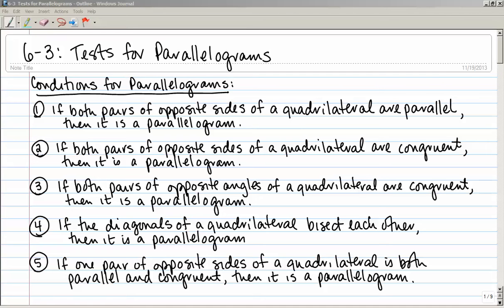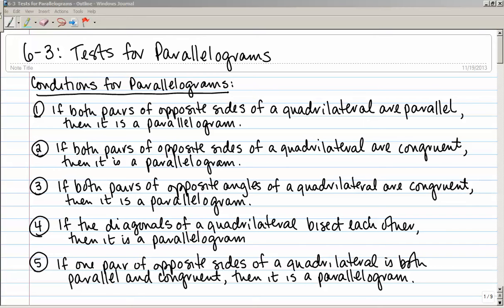Number one, if both pairs of opposite sides of a quadrilateral are parallel, then it is a parallelogram. So that's basically the converse of the definition of a parallelogram. We don't know it's a parallelogram, we just know it's a quadrilateral, and we know that both pairs of opposite sides are parallel, therefore it's a parallelogram. Number two, if both pairs of opposite sides of a quadrilateral are congruent, then it is a parallelogram. So all we know is it's a quadrilateral, and we know that both pairs of opposite sides are congruent, then we know it is a parallelogram.